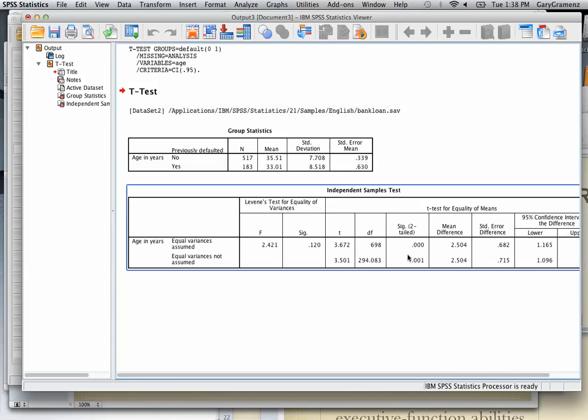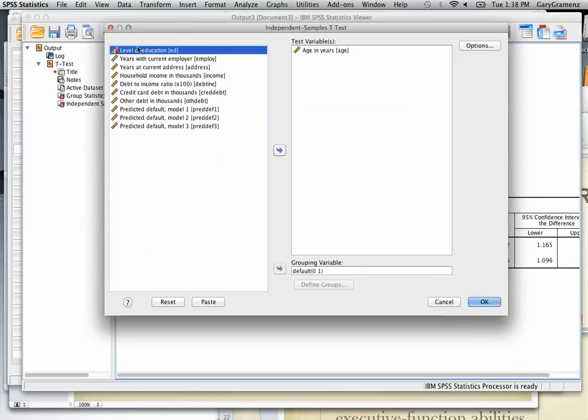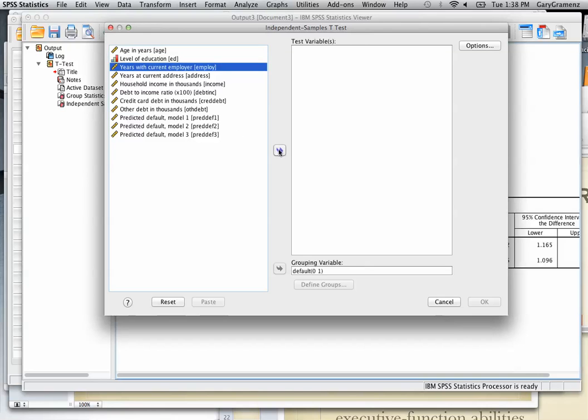So let's go ahead and do another t-test. To do it again, if you want to perform the same kind of test, all you have to do is go up to this icon right here where it says Recall Recently Used Dialogues. That just means recall the test that you previously conducted. You conducted an independent samples t-test. And let's go here, age in years. Remove. And let's see if years with current employer makes a difference.